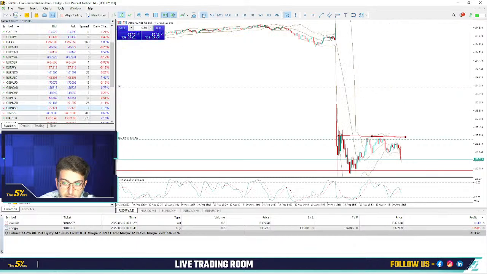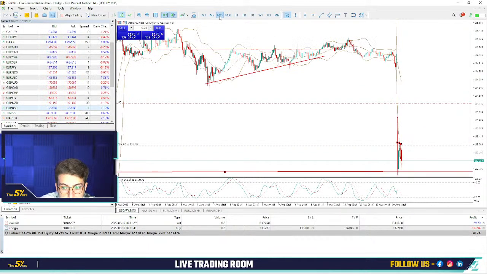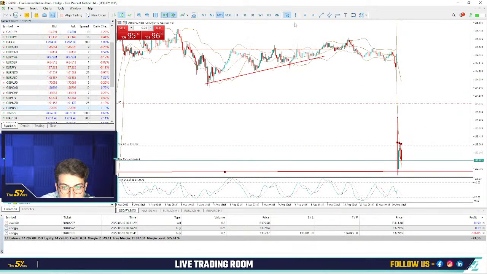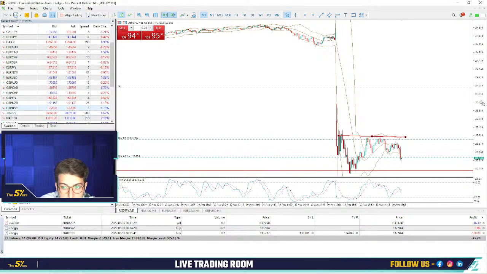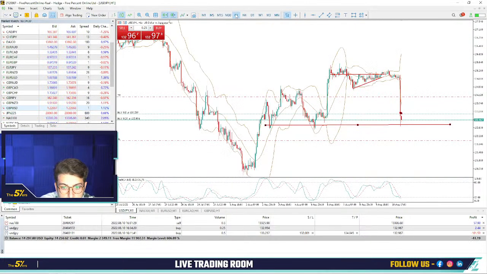Maybe I could add here a little bit on the dollar yen. That is okay. I would probably add the last small entry here at the bottom.